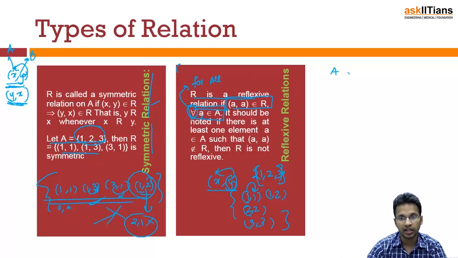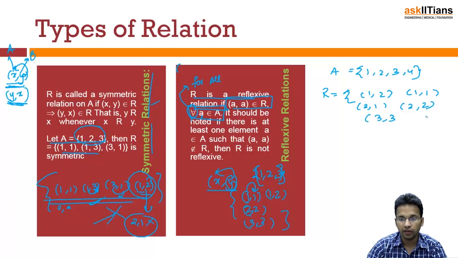Again, note the condition here: suppose A is 1, 2, 3, 4. Now in the relation you are having (1, 2), (2, 1), (1, 1), (2, 2), (3, 3). Now this relation is symmetric, why? 1 is related to 2 means 2 is related to 1, that is present. (1, 1), (2, 2), (3, 3) satisfy the condition that whenever there is (x, y), there is also the (y, x).